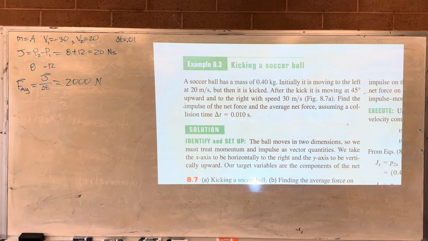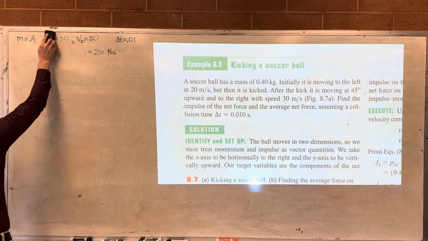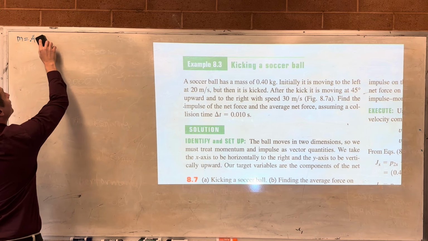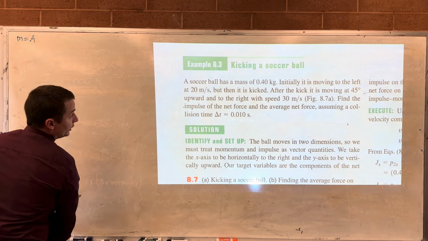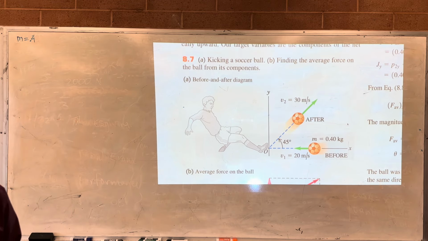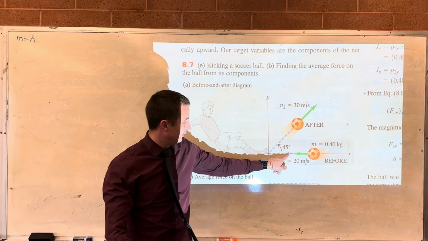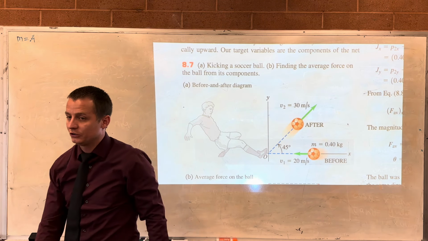All right, next, let's kick a soccer ball rather than throw it at a wall. A soccer ball has a mass of 0.4 kilograms, the same as before, and it's initially moving to the left at 20 meters per second. Oh, this is going to be a two-dimensional problem. So we got our mass. Let's see, our initial velocity. Okay, there's our picture. The soccer ball is coming in, it's getting kicked, and it's shooting off at 45 degrees after.